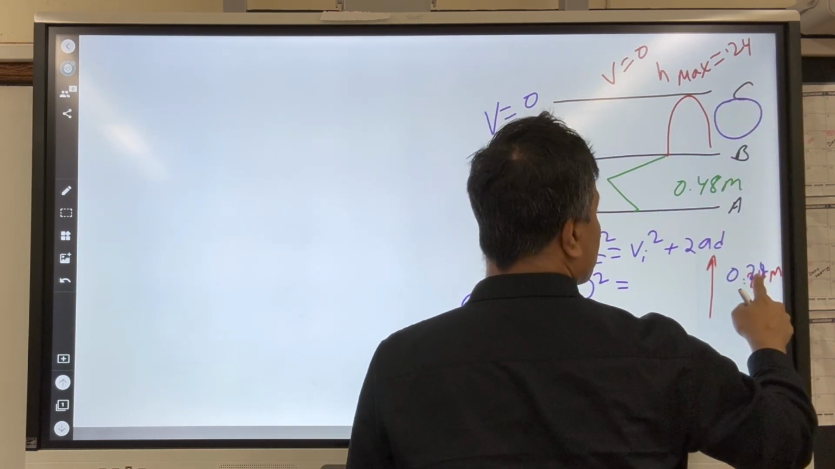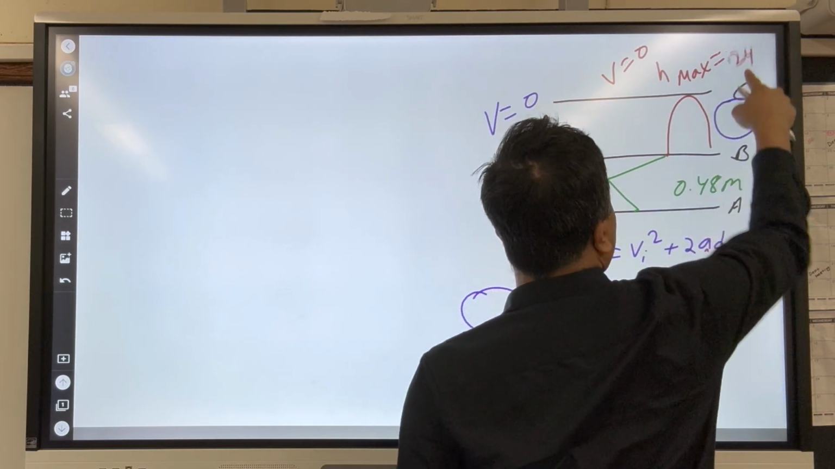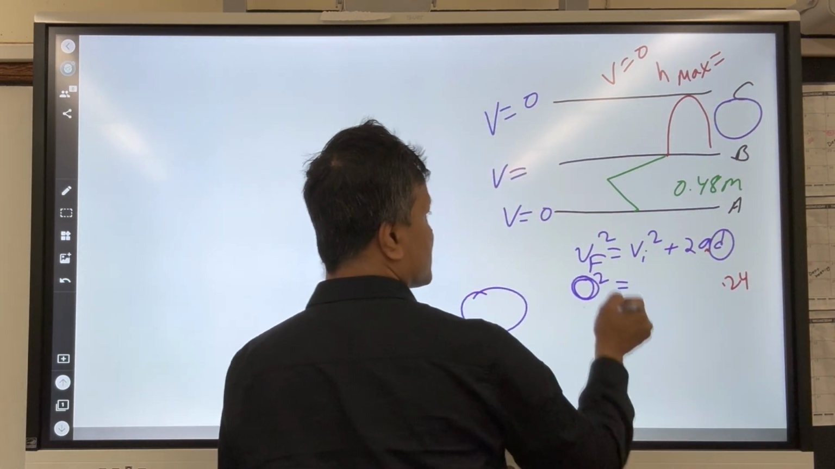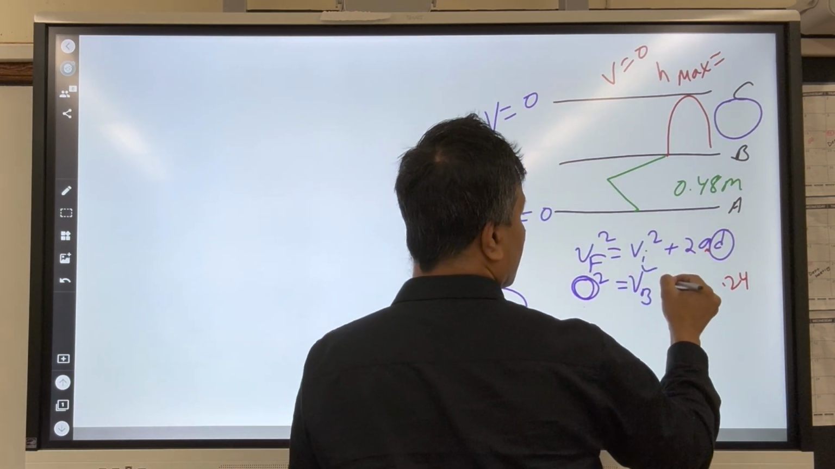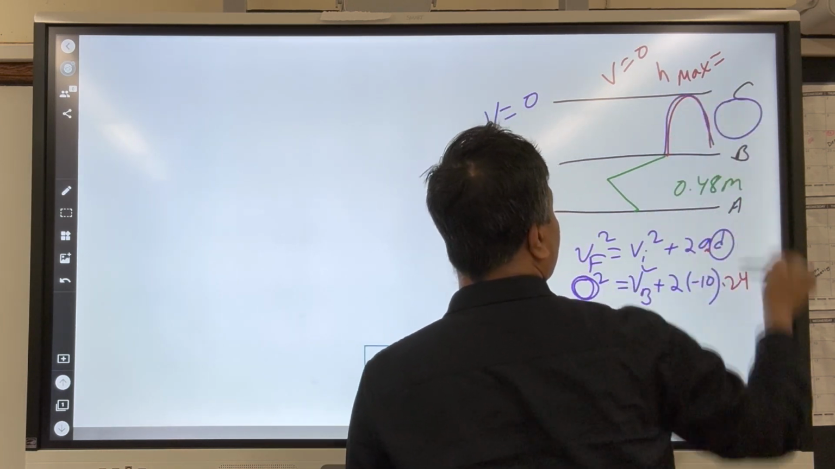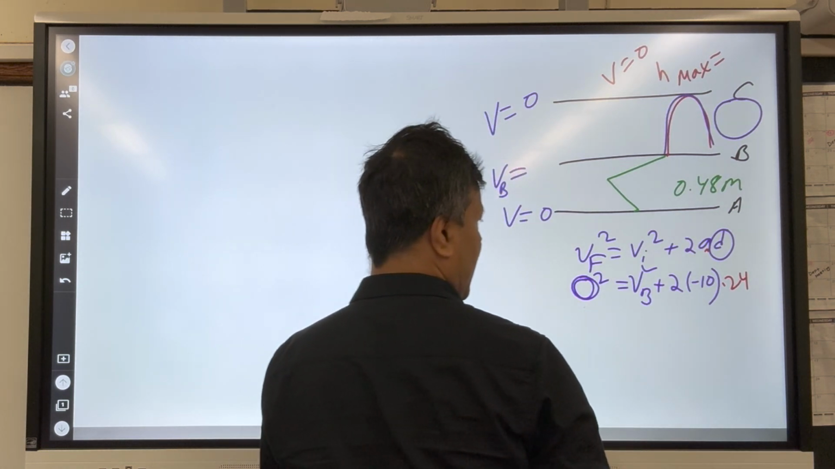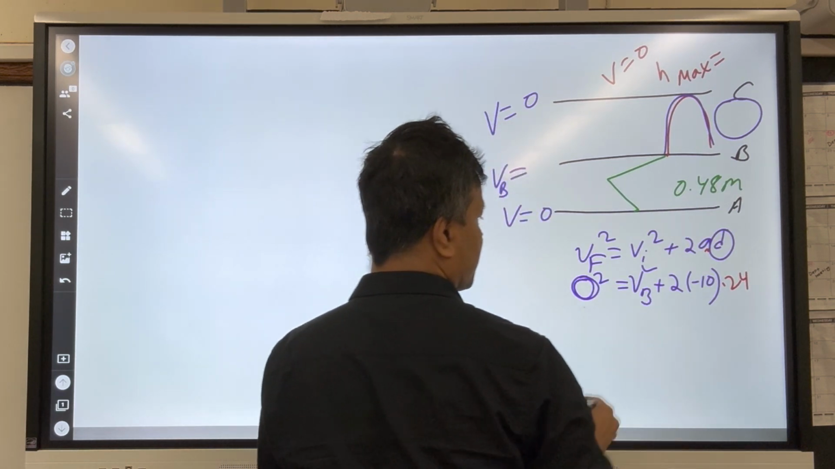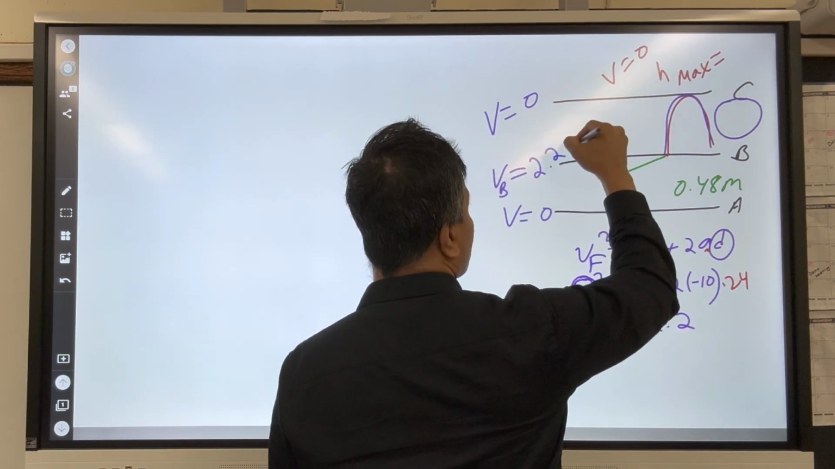Okay, I'm going to in fact put this 24 over here, 0.24 over here, so it's probably better. Okay, at max height, the velocity is 0. So this is V squared plus 2 times negative 10. Why negative 10? When you are in the air, acceleration due to gravity, you are in free fall. So you have acceleration, and that is negative 10. So V is 2.2. Velocity here is 2.2 meter per second.